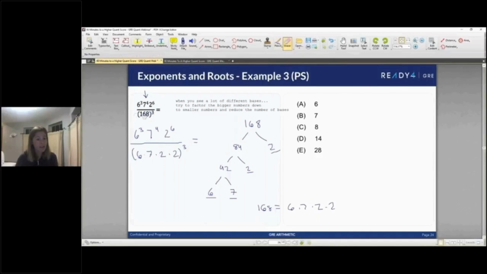So all I did in this first step is I didn't do anything with the exponent. I just took that 168 and turned it into 6 times 7 times 2 times 2, okay? That doesn't get rid of the cubed. You still got to cube it. I just replaced the 168 part, okay?